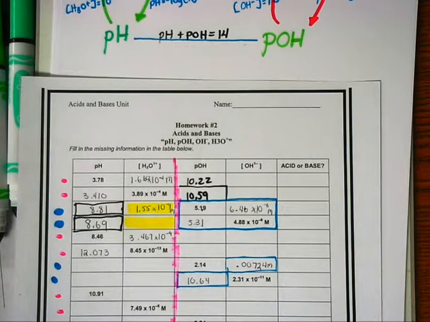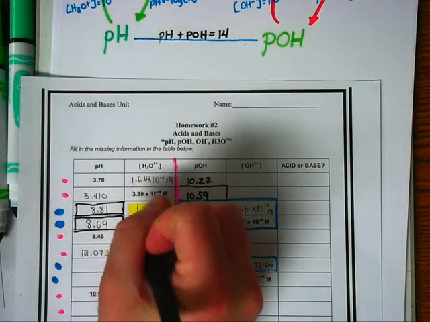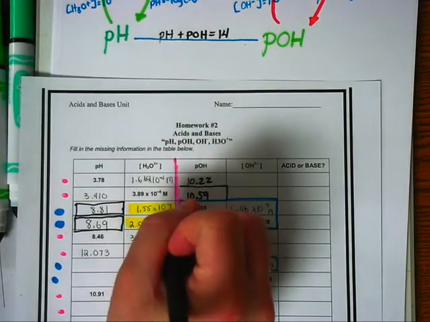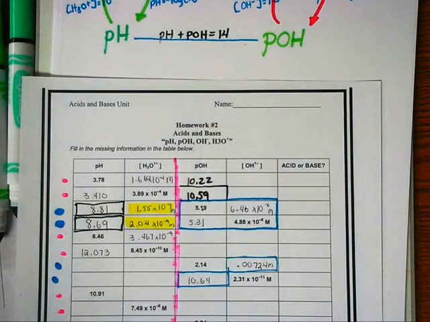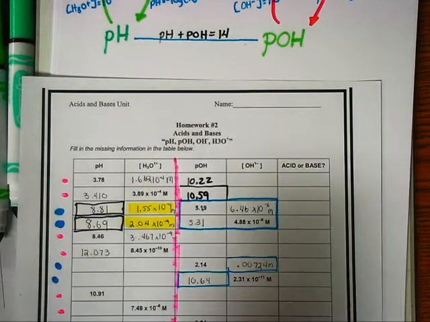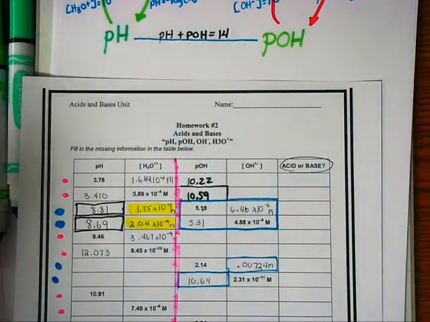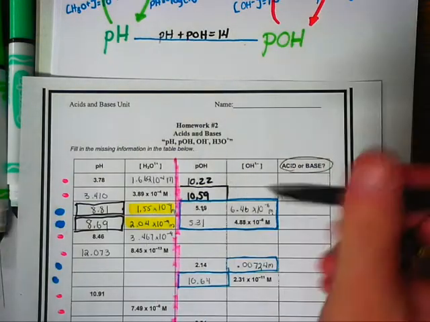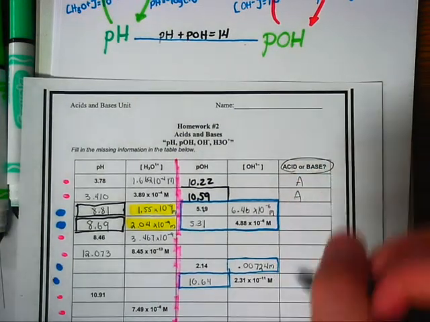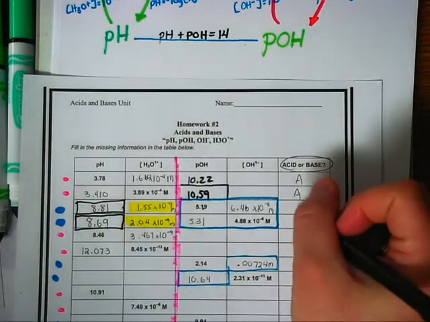So you just do what you did before. 2.04 times 10 to the negative 9th molarity. Good? And you should be able to do this last one, right? If it's an acid or base. How do we determine if something is an acid or base? If the pH is below 7, it is an acid, so we have acid, acid. If it's above 7, like it is in these two, it's a base.